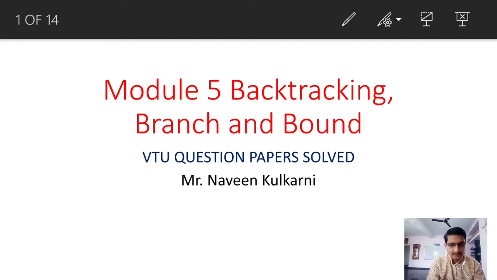Friends, in this video I am going to discuss the previous year question paper questions on module 5, that is backtracking and branch and bound. This module is the most scoring module because there are hardly 10 questions which I am going to discuss, and they are the repeated questions. 75% of the questions are problematic, and 25% of the questions are theoretical, and most of the questions are repeated.